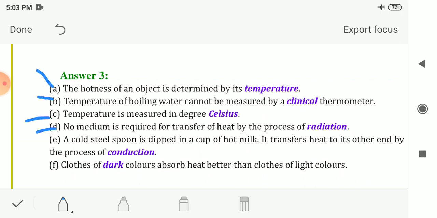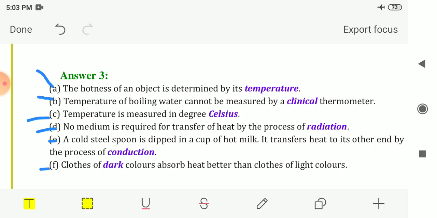Next is, no medium is required for transfer of heat by the process of radiation. The next is, a cold steel spoon is dipped in a cup of hot milk and it transfers heat to its other end by the process of conduction. Last one, the clothes of dark colors absorb heat better than the clothes of light colors. So your answer is dark.